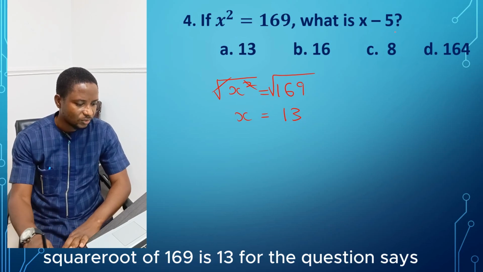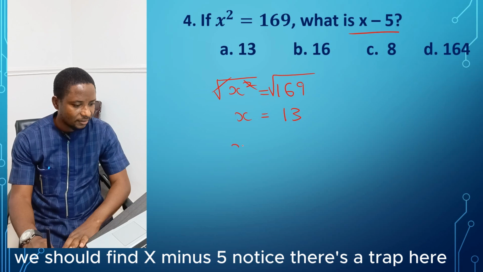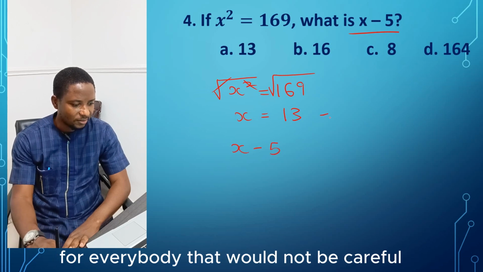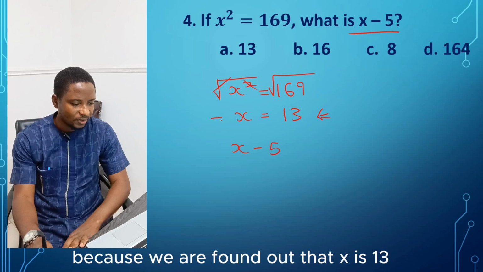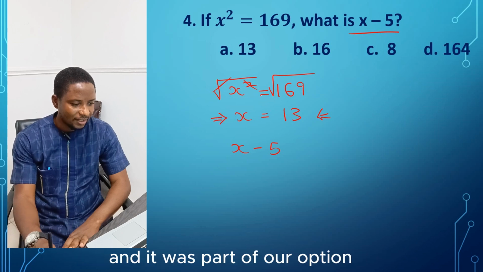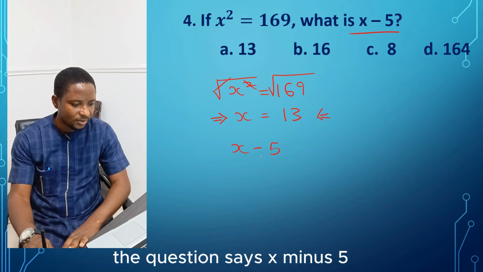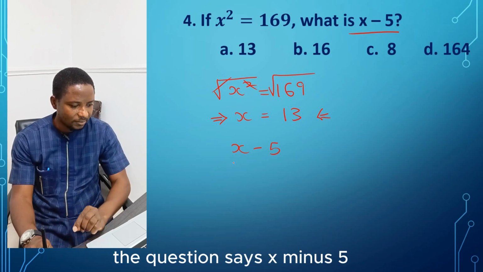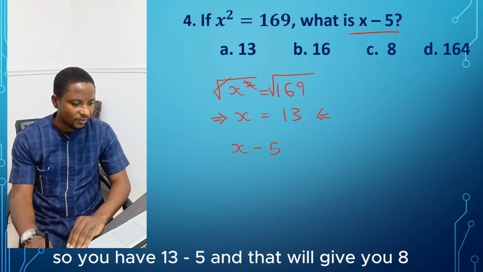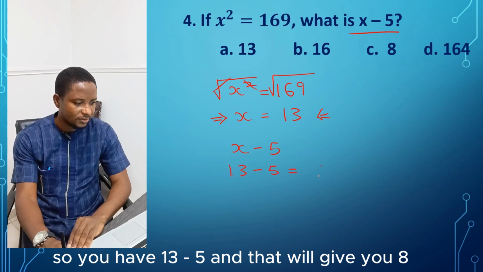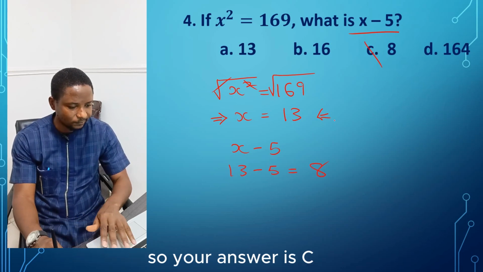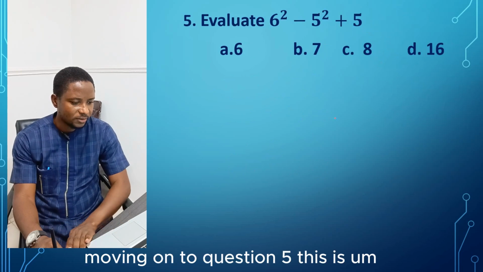But the question says we should find x minus 5. Notice there is a trap here for everybody who is not careful, because we found x to be 13 and it was part of our options, which is option A. But that's not the question. The question says x minus 5. So you have 13 minus 5, and that will give you 8. So your answer is C. Moving on to question 5.